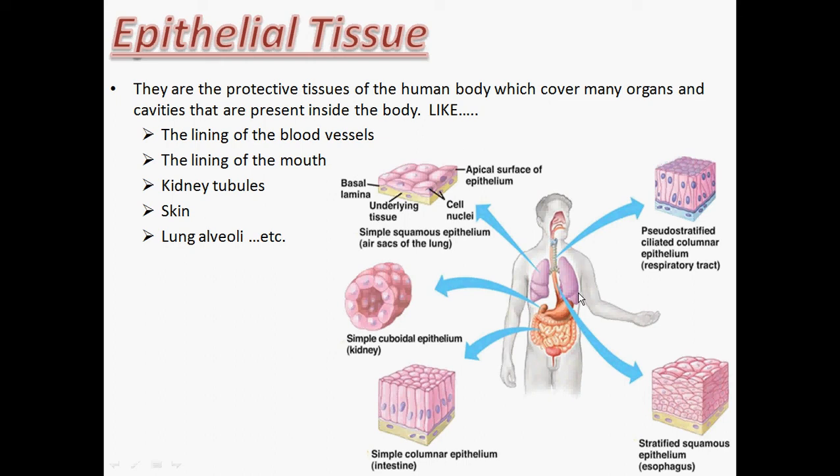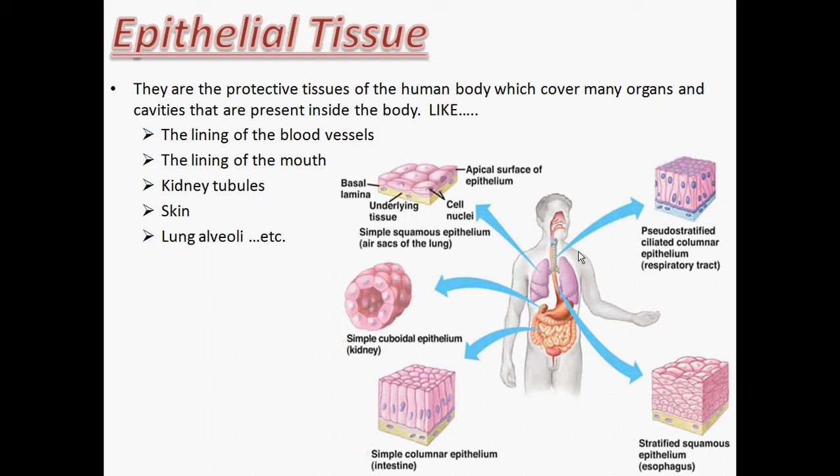Like in this figure, we can easily visualize this pseudostratified ciliated columnar epithelium. This is a type of epithelium which we are going to study in detail afterwards. So in the lining of the respiratory tract, the epithelial tissue is present. Now, what function is the epithelial tissue going to perform?